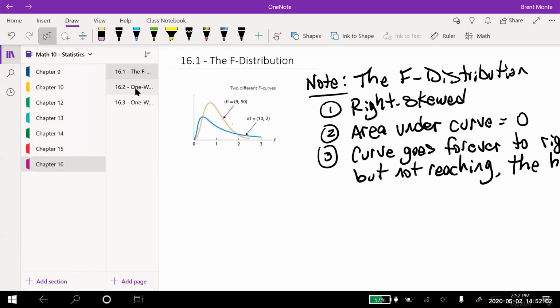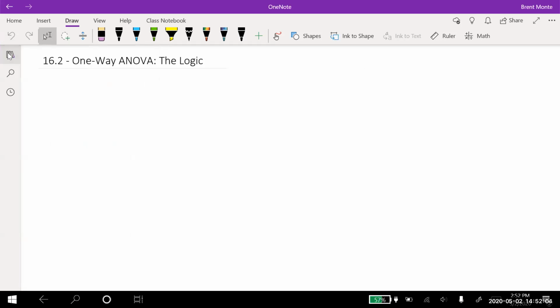So let's go into the next section. The next section, 16.2, one-way ANOVA, the logic. Okay, so let's talk about what we're doing. First of all, let's talk about a couple things here. First of all, ANOVA. What in the world is ANOVA?